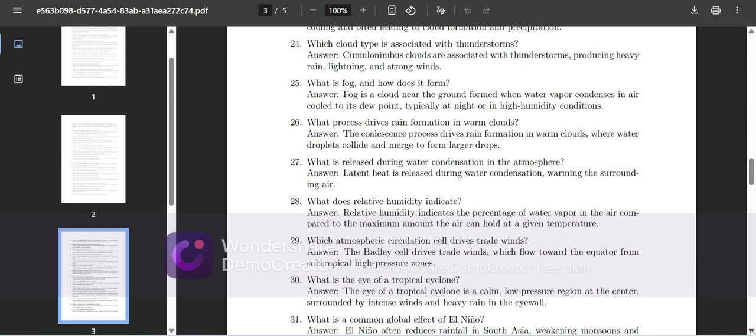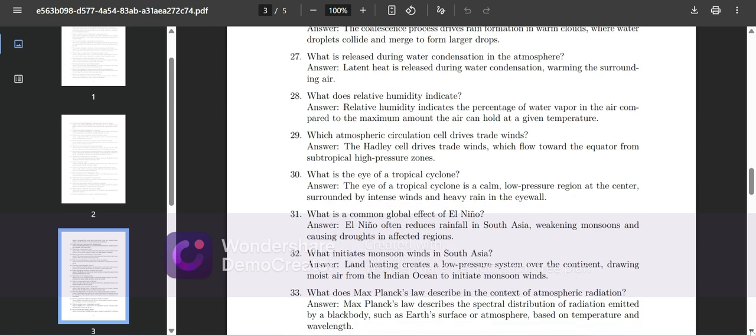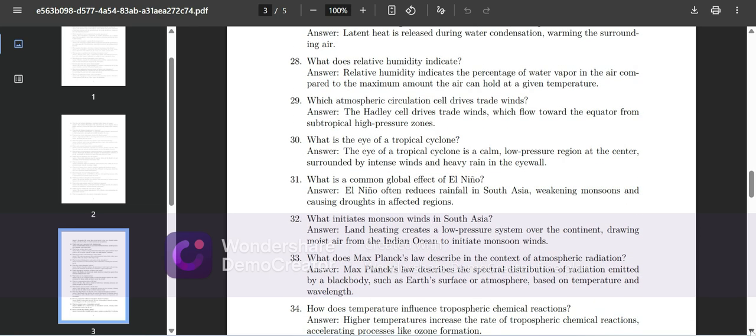What does relative humidity indicate? Relative humidity indicates the percentage of water vapor in the air compared to the maximum amount air can hold at a given temperature. Which atmospheric circulation cell drives trade winds? The Hadley cell drives trade winds, which flow toward the equator from subtropical high pressure zones.